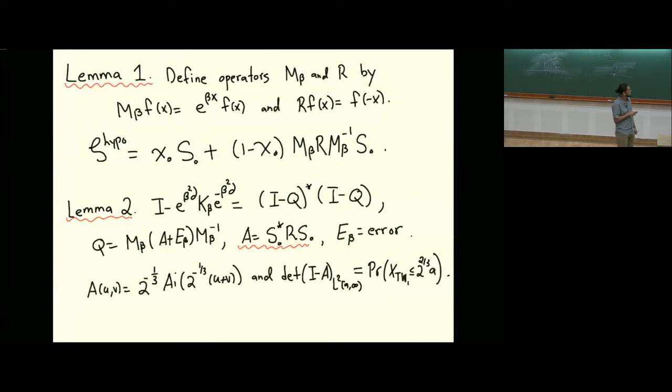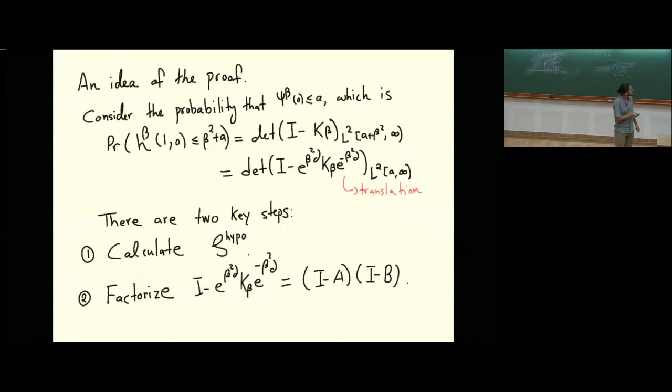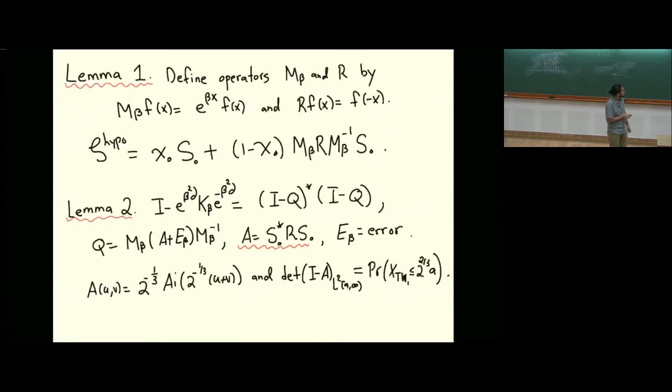And then you have the reflection, which given a function just reflects it. And S hypo, well, it's a sum of two things. So this chi naught is a cutoff below 0. Chi naught is projection to L2 of negative infinity to 0. So in S hypo, if you were to start from below 0, there is nothing to hit.